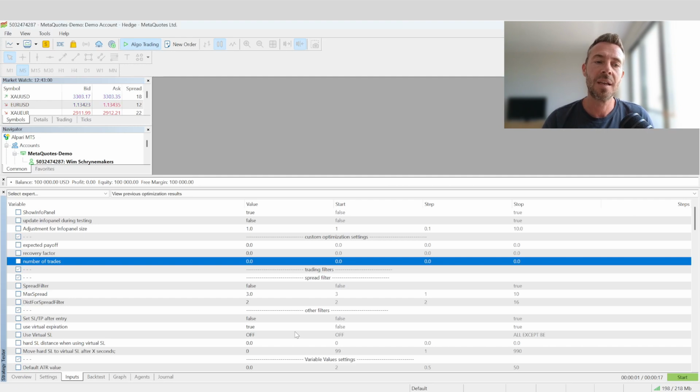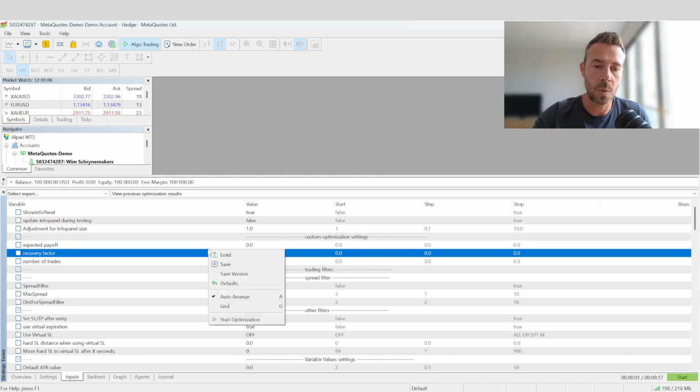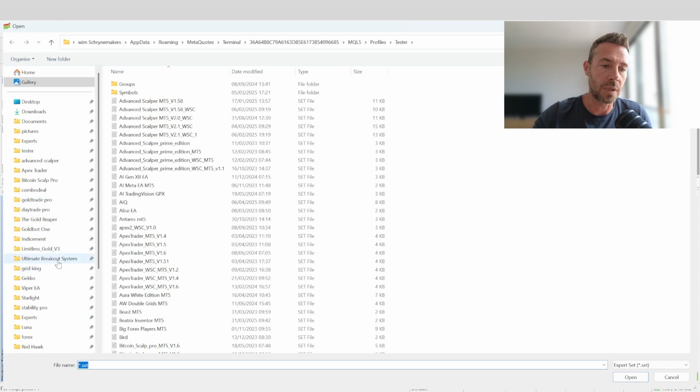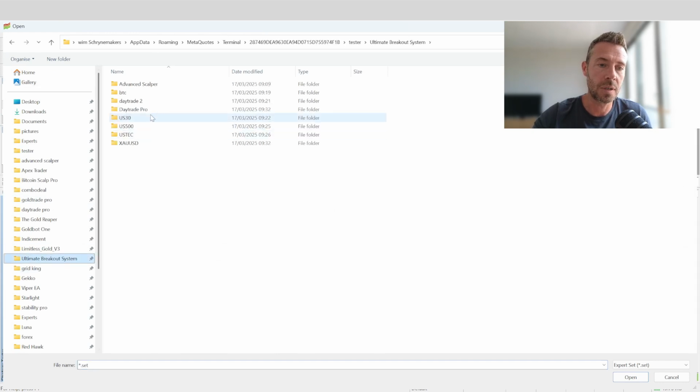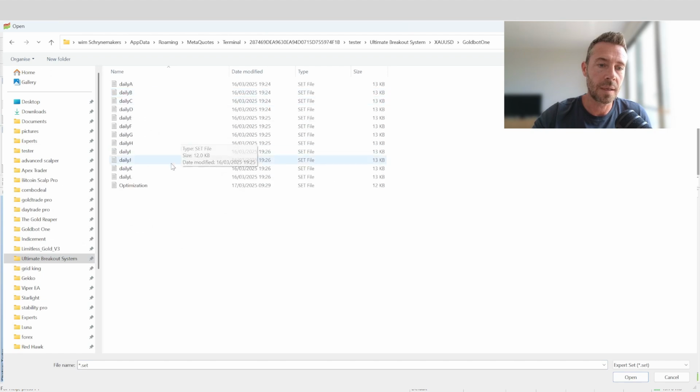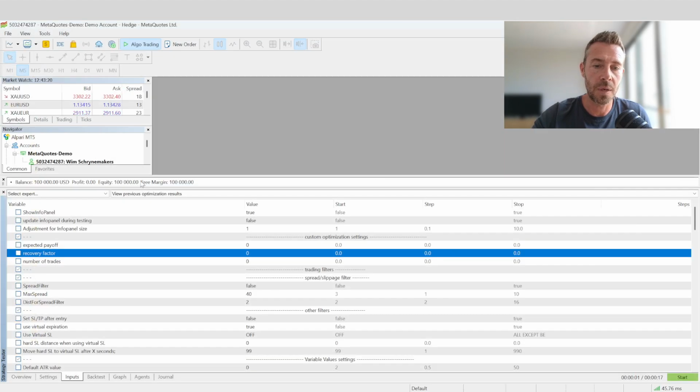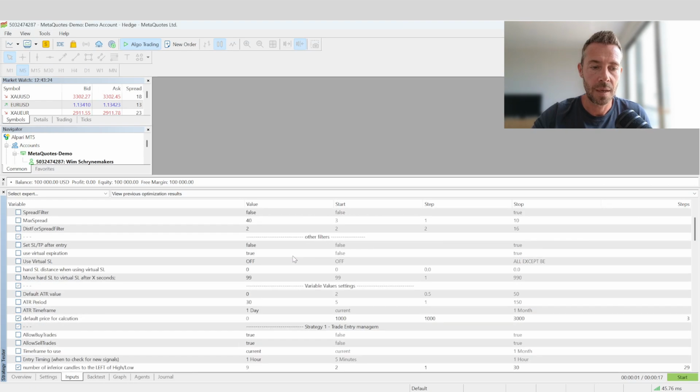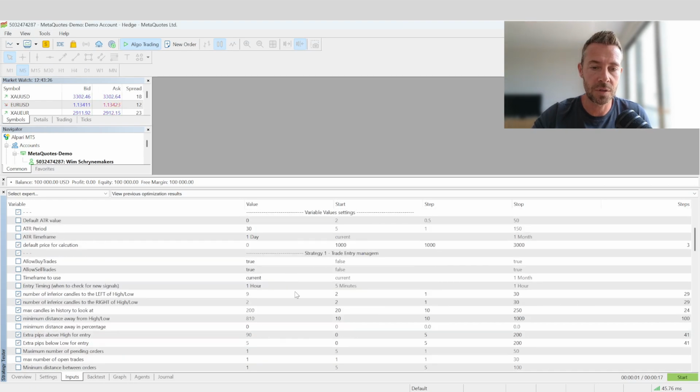Now for this example of the optimization that I'm doing, I'm just going to select one of the optimization set files that I've included with the purchase of the EA. So in this case, one for gold, and the one that we're going to use is one that I used for doing the optimizations for gold bot 1. So you simply go to the zip file that I included, and you go to the gold bot 1, and there's an optimization set file. We load it here into the parameters, and it will fill in all the values that I used.